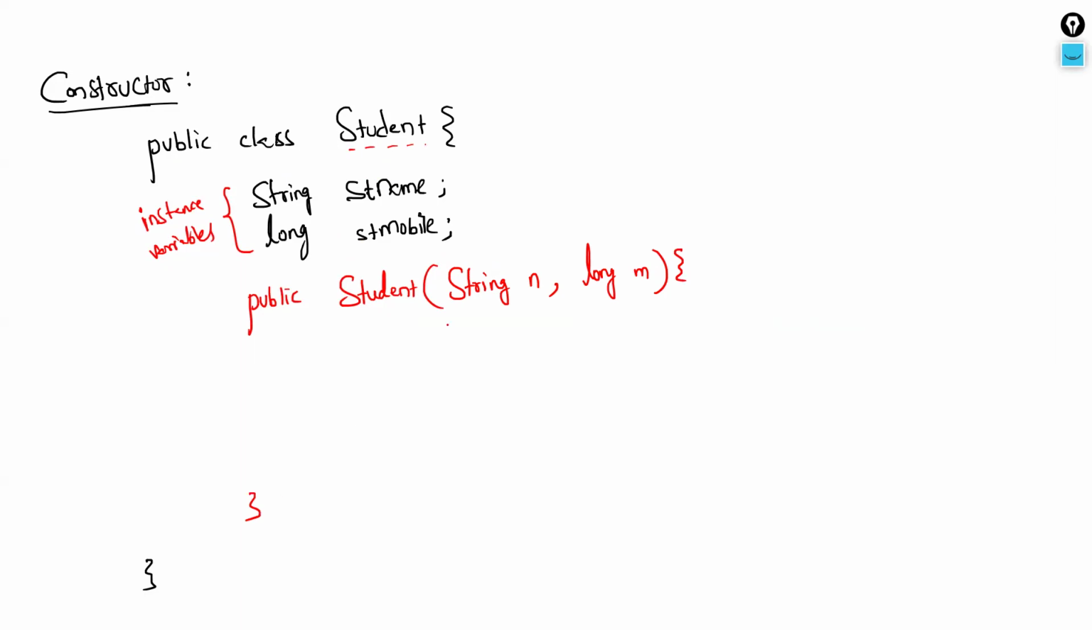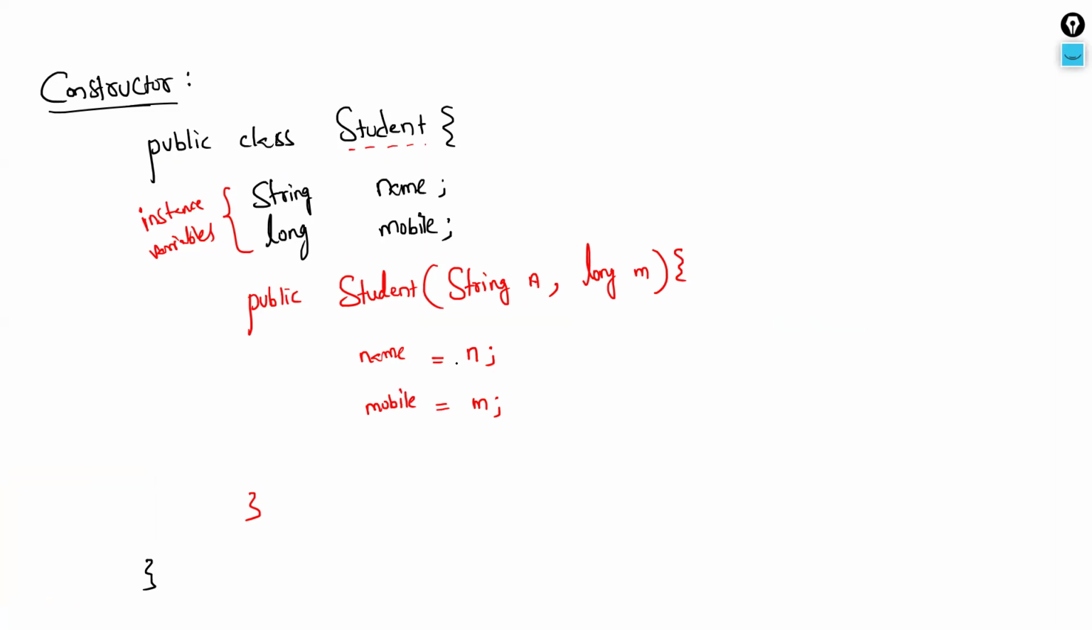What's the purpose of the constructor? The constructor parameter variable we have to assign to the instance variable called name. Both are String type, so we can assign. Then m is which type? Long type, and mobile is also long type. So we are assigning n to name and m to mobile. We have to read from right to left. Whenever there is an equal to symbol, read from right to left, not left to right.